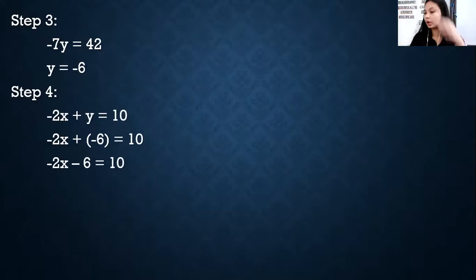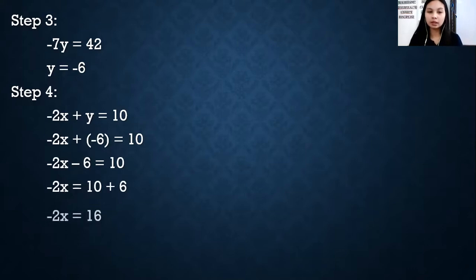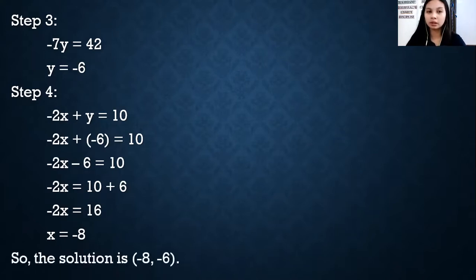Para makuha yung value ng ating x naman. Okay, negative 2x. Ayan. Si negative 6 po, transpose to the other side, magiging positive 6. Okay? So, simplify. Negative 2x is equals to positive 16 po. Okay? And then, eliminate ulit yung kasama ng variable na x, which will become positive 16 divided by negative 2 will become negative 8 po. Okay? So, ibig sabihin, ang solution natin dito is negative 8, negative 6 po. Okay? So, ayun lang po siya.